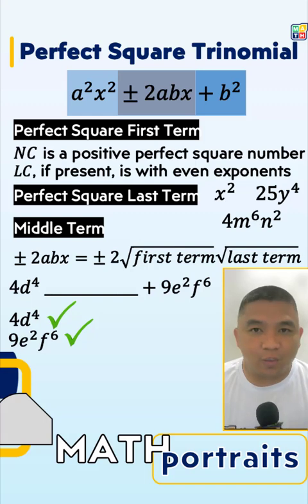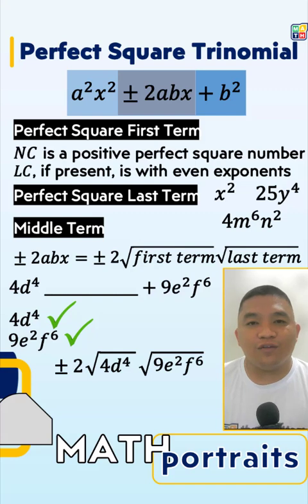9 is a perfect square. E and f both have even exponents. Since we have satisfied that, we can use that in solving for our middle term, which is again plus minus twice the square root of the first term and the square root of the last term. Take note that we're using here plus minus because for a perfect square trinomial, even if it's minus twice or plus twice, as long as it satisfies the condition, it could also generate a perfect square trinomial. So doing this, it's a plus minus 2.